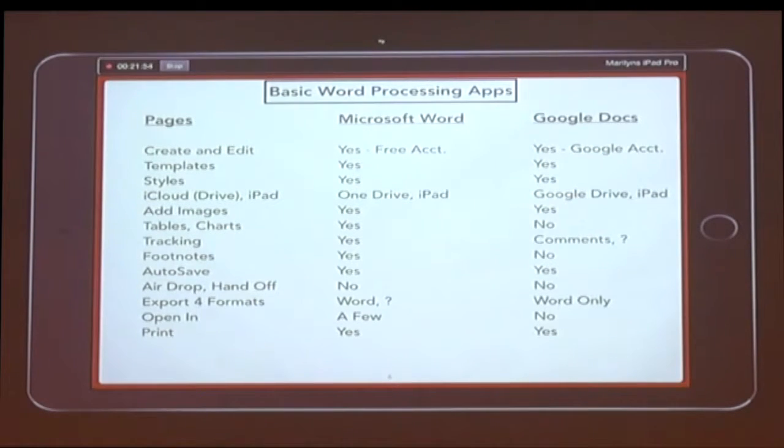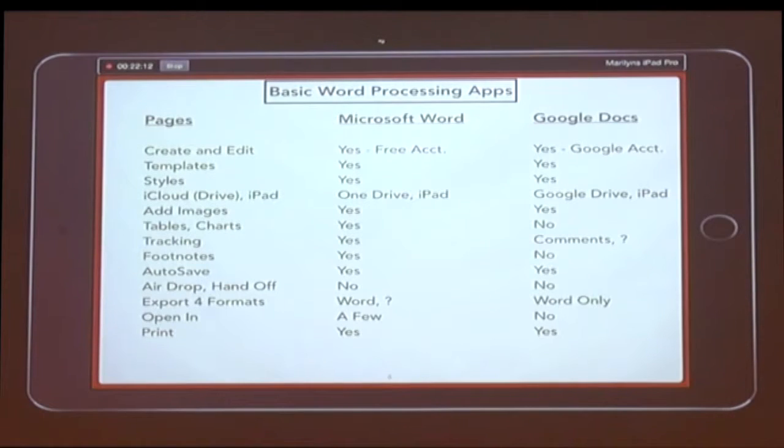They can all add images. Microsoft Word can do charts and tables, but I couldn't find that on Google Docs, but I have to be honest with you, I didn't spend 100 hours looking for it either. But Google Docs is a little more spare than the other two.